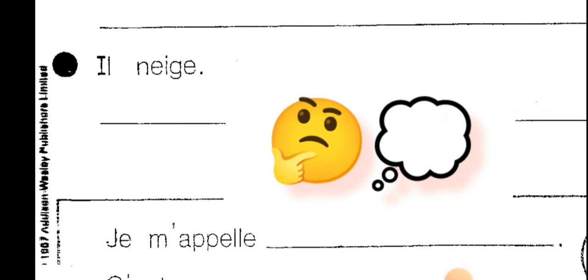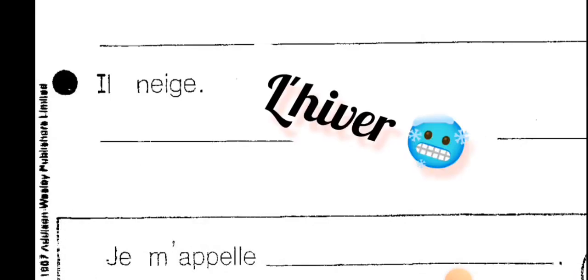Très bien. And the last sentence, can you read? Il neige. Très bien. And what does il neige mean? It's snowing. Perfect. And we know very well the season during which we experience a lot of snowfall. Can you tell us in French? C'est l'hiver. Excellent. Winter is a season where we experience a huge fall in snow.